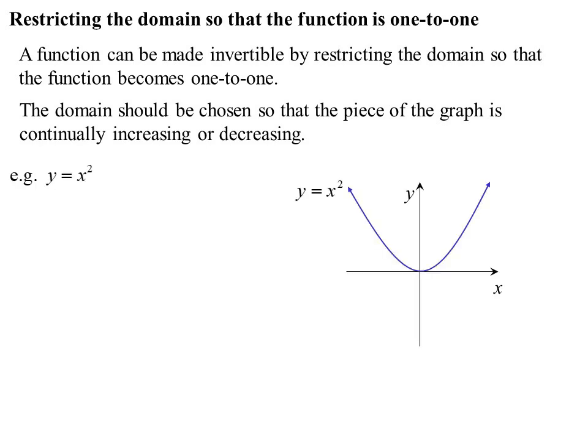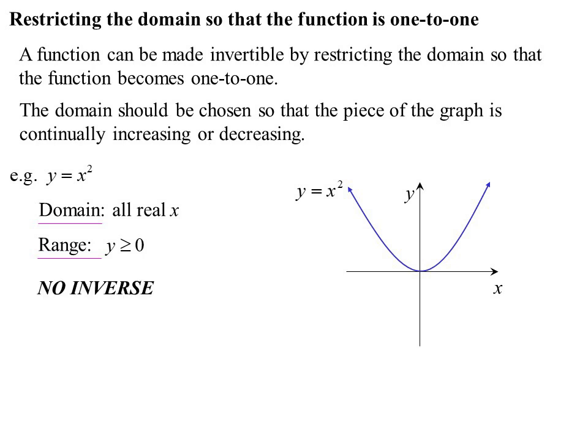So let's look at the most basic even function that we know, y equals x squared. Its domain is all real x, its range is y greater than or equal to 0, but clearly it's not going to have an inverse. I want to pick a piece of this which is continually increasing or continually decreasing. I'm going to go with the positives.